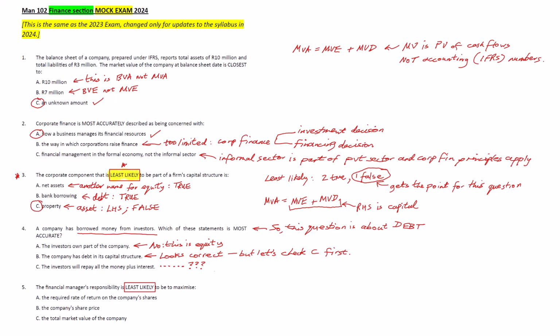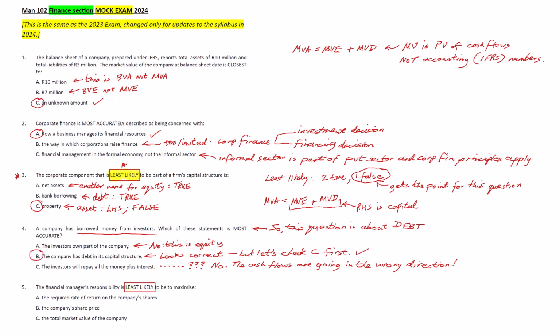So A is wrong because debt holders are not owners. That's why A is wrong. C is wrong because the cash flows are going completely in the wrong direction, and leaving us to confirm that B we were initially happy with, and now we confirm it's the only correct answer.